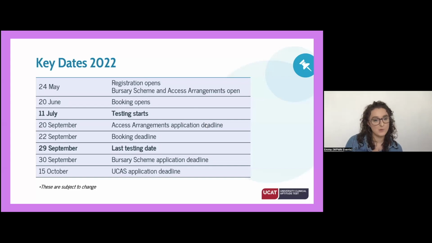But I guess the other important date to highlight this week is that booking opens on the 20th of June, so that's next Monday. So before we come back next week, you will have been able to start booking your UCAT. So keep that date in mind, make sure you get registered for your account and book your test as soon as possible.